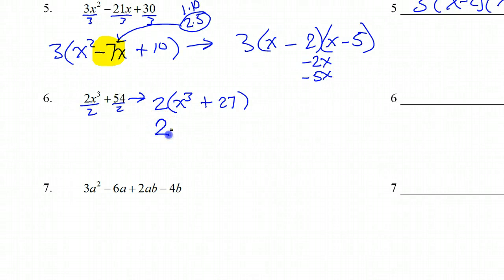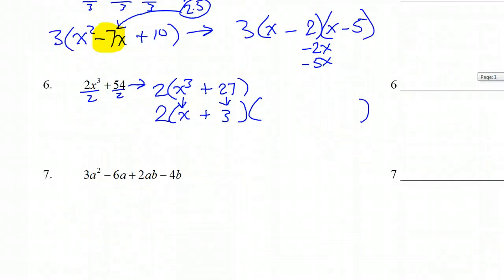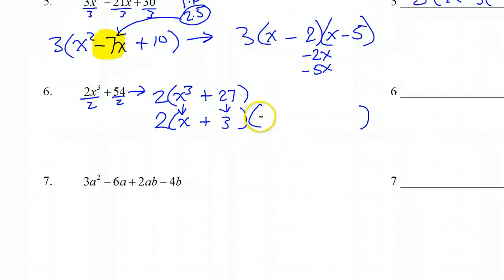So we bring down the 2, of course, don't lose that. But the sum of 2 cubes always factors as a binomial times a trinomial, a 2-piece times a 3-piece. The binomial is just going to be the root of these. So I'll have x plus 3, because 27 comes from doing 3 to the third power. Okay, so there's my binomial. My trinomial is going to have a beginning, a middle, and an end.